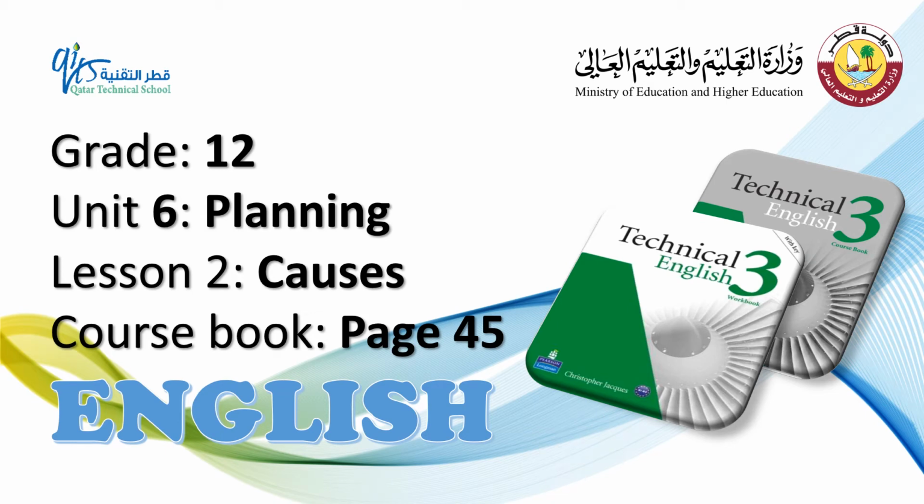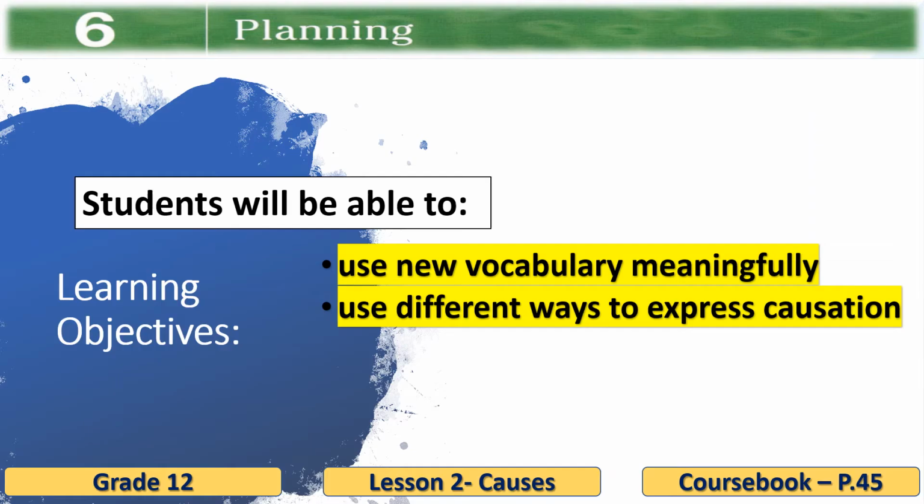Today's lesson is again from Unit 6, Planning, and this is the second lesson, Causes. So please go to your course books, page 45, and let's get started. In our objectives for today, students will be able to use new vocabulary meaningfully and use different ways to express causation.